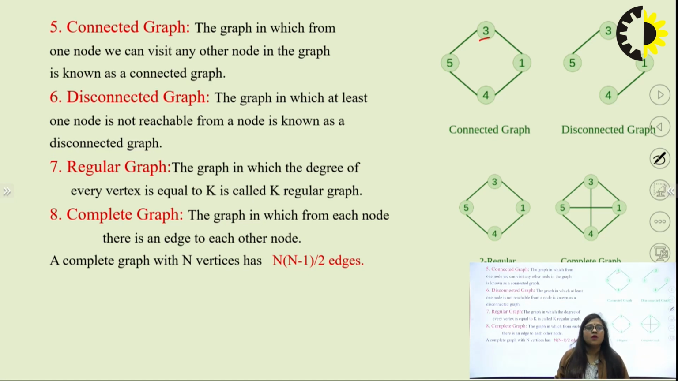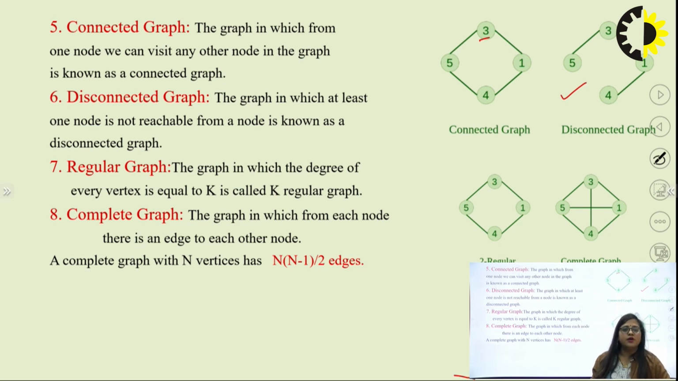Disconnected graph means the nodes of the given graph are not all connected to each other, like this. According to this diagram, 5 and 3 are connected to each other. We can move from here to there, but if you want to move from 3 to 4, you cannot, because 3 and 4 do not have any edges, so it is called a disconnected graph.